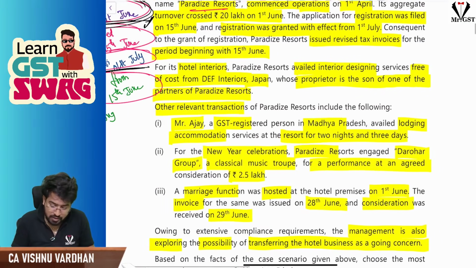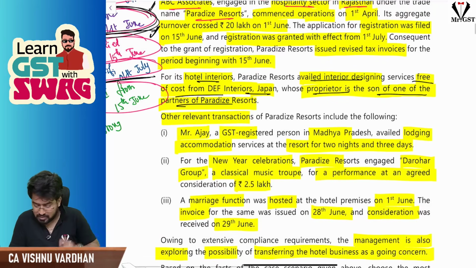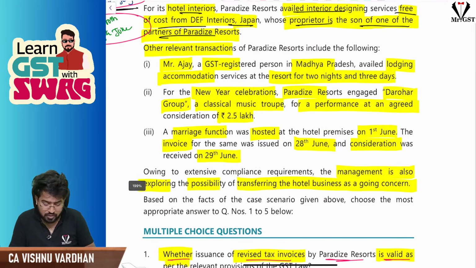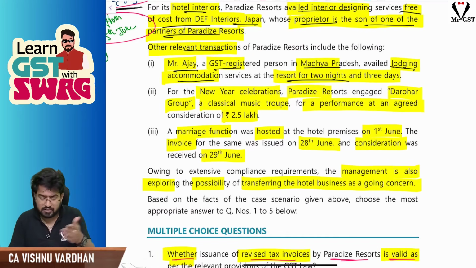Okay. Next, this hotel interiors availed interior designing free of cost from DEF Japan. Proprietor is the son of one of the partners. We have answered that actually. Importing services, all that. So no need to worry. Other relevant transactions. Mr. Ajay GST registered Madhya Pradesh, lodging accommodation in resort for 2 nights, but still place of supply will be the location of immovable property.